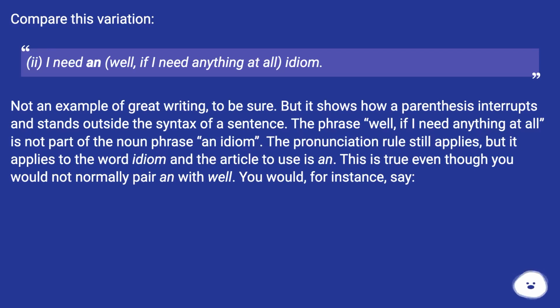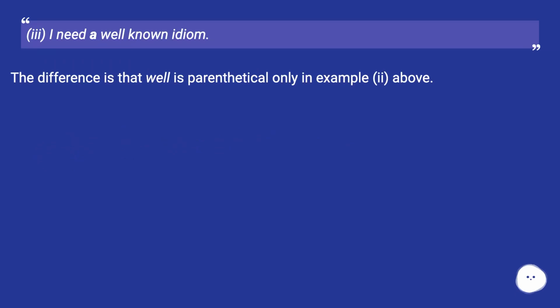This is true even though you would not normally pair an with well. You would, for instance, say 3. I need a well-known idiom. The difference is that well is parenthetical only in example 2 above.